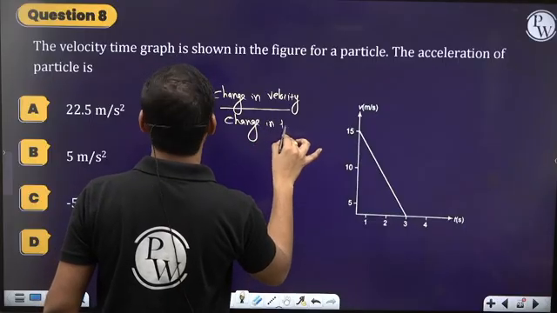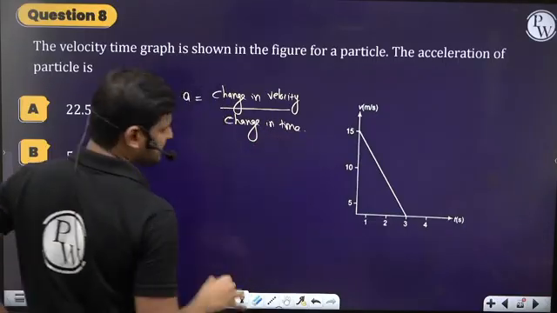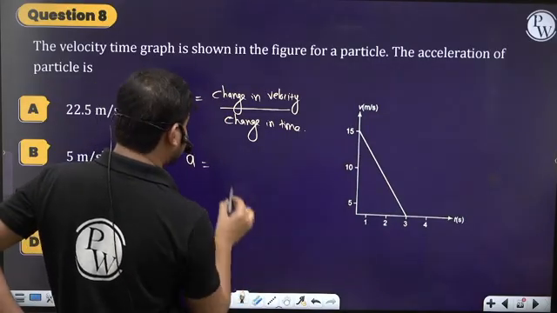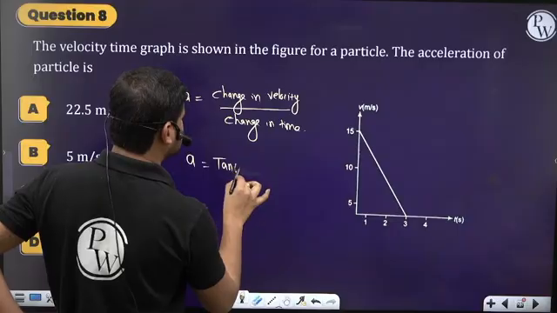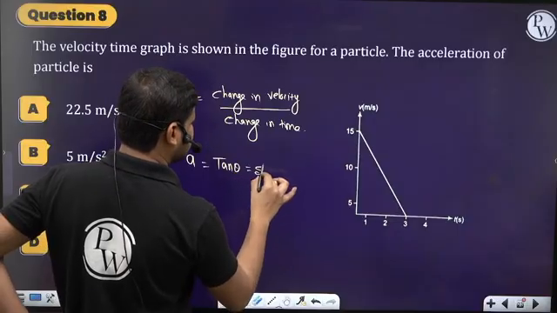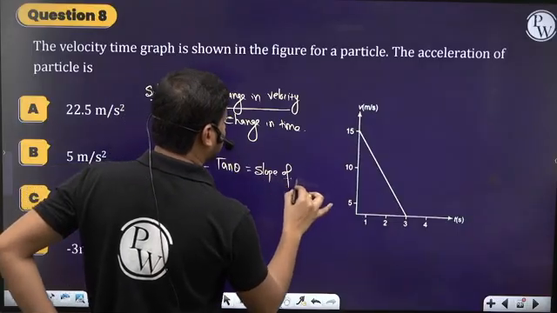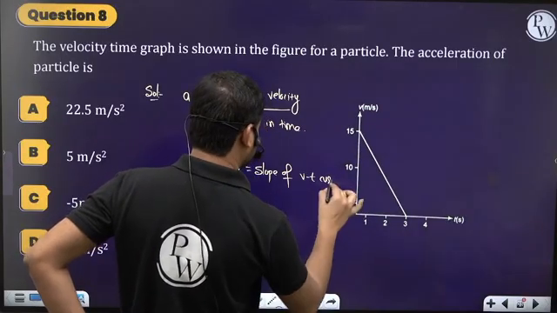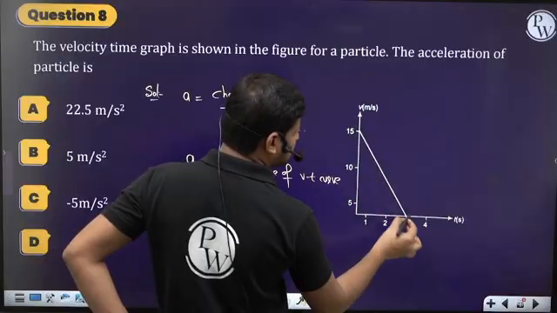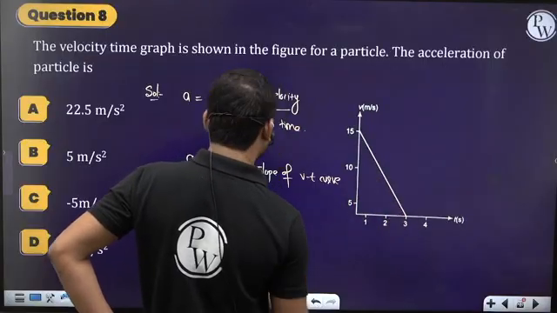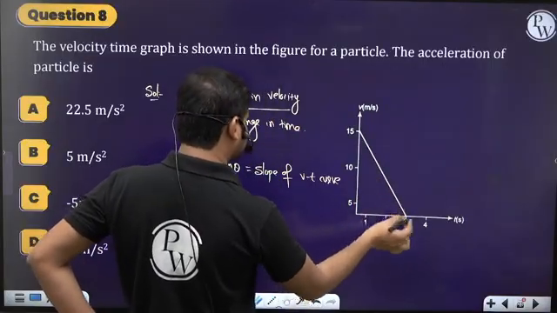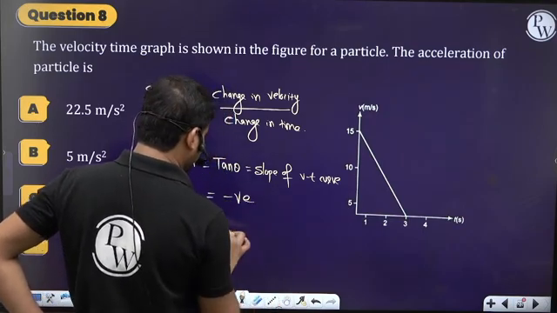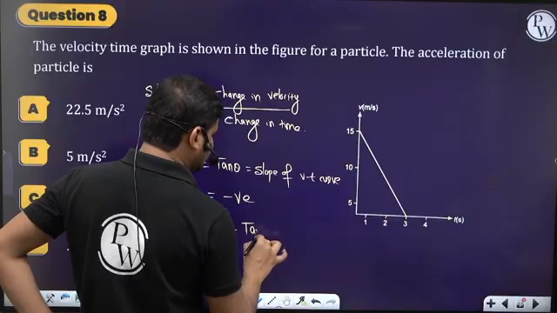Change in time. So what we read? So the acceleration we read. So acceleration is nothing but, we can say, tan theta, the slope of the VT curve. So the acceleration is nothing but the slope of the VT curve. You could see here that the slope is going to be negative. If the slope is negative, theta is greater than 90, so the acceleration is going to be negative.